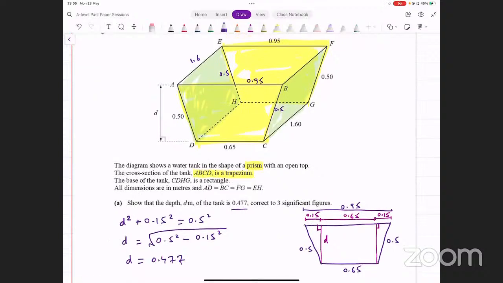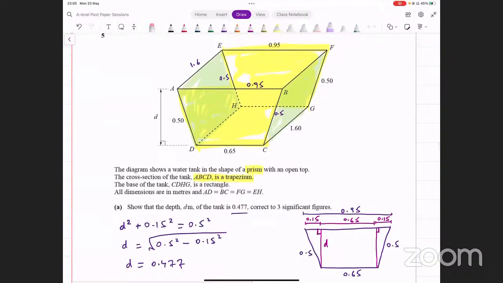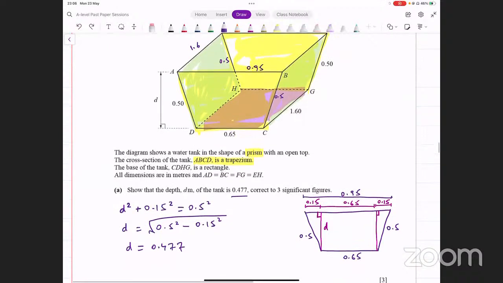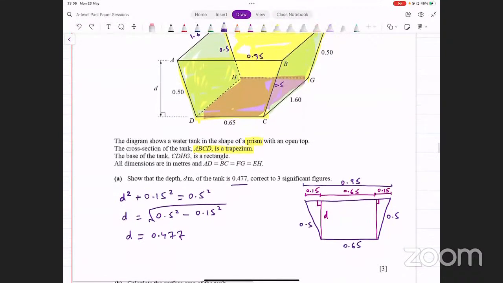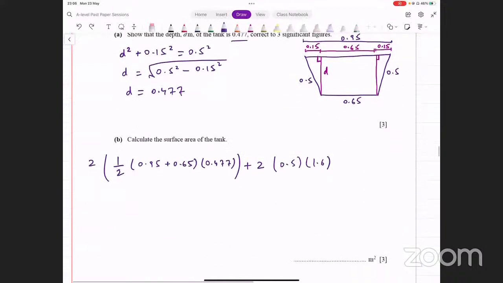What are we left with? We're left with the base. ये जो नीचे वाली base है, ये रह गई है. This is the last face that we've got. इसका top open है, तो top face तो कुछ भी नहीं है, सिर्फ bottom face का आपको निकालना है. उसकी lengths क्या है? 0.65 and 1.6. That's also a rectangle. उसको 2 से multiply नहीं करेंगे because it's an open tank. What do we get for that? 0.65 into 1.6.